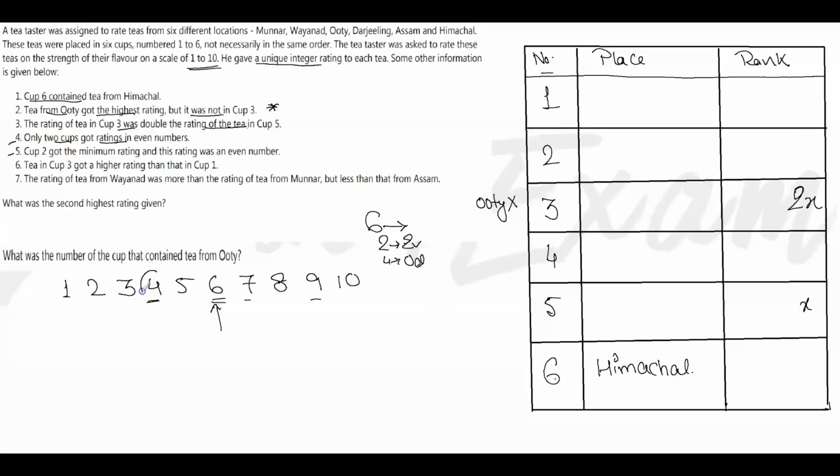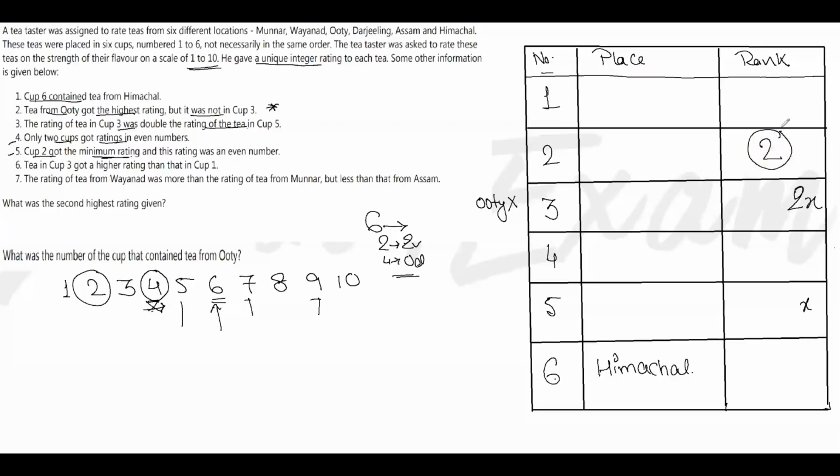So if I take the least rating as 4, I only have 1, 2, 3 odd ratings, which is not possible. I need to have 4 odd ratings, and that should be greater than the minimum possible rating. So 4 is also not possible. That leaves me with option 2. That leaves me with rank 2. So cup 2 got the minimum rating, and the rating here would be equal to 2.